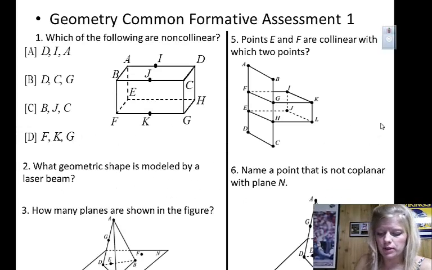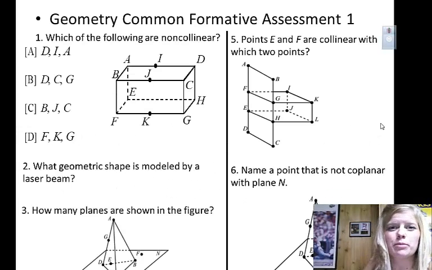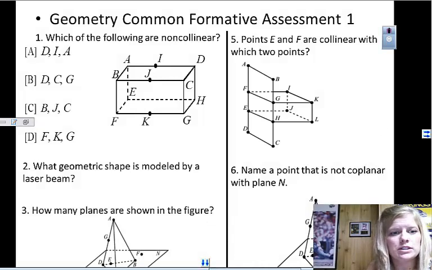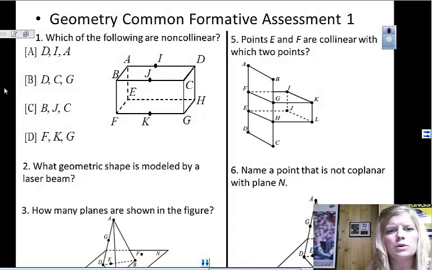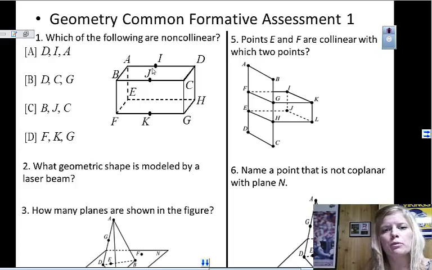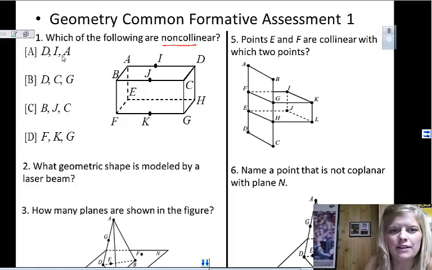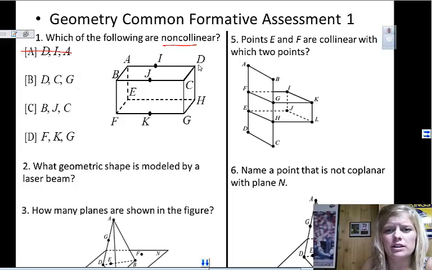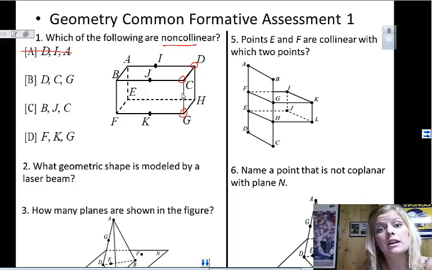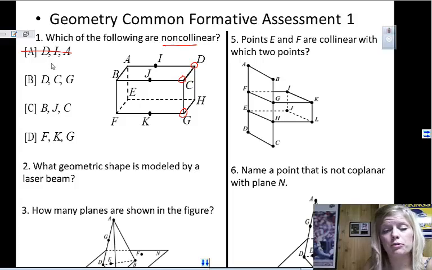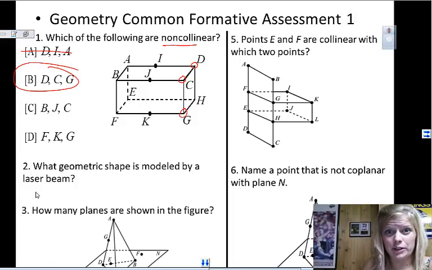The first one, you should be on the one that says formative assessment number 1. First question says, which of the following are non-collinear? Reminder, non-collinear means not on the same line. Go by process of elimination. I have DIA. DIA, they're on the same lines. That one's not it. DCG. D, C, G. Notice 3 of them not on the same line. 2 of them are, but not all 3. So I'm going to stop right there, and that's my winner.